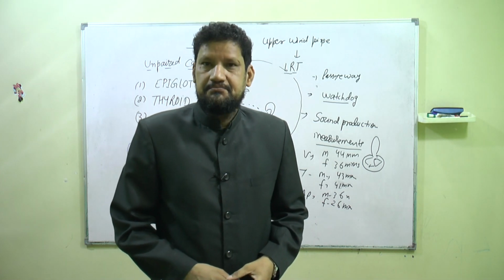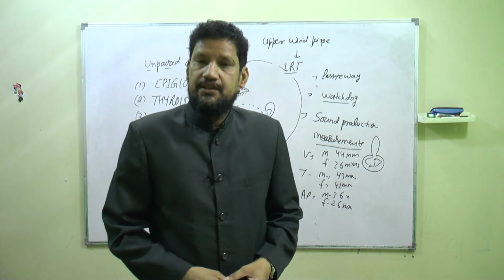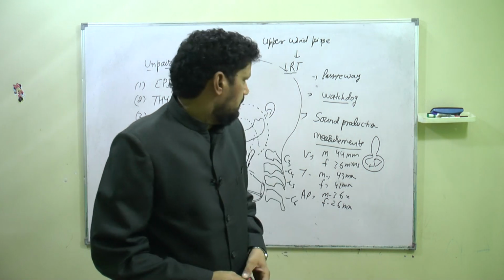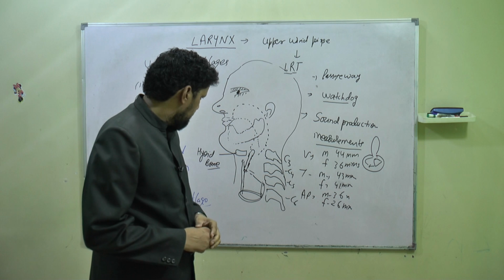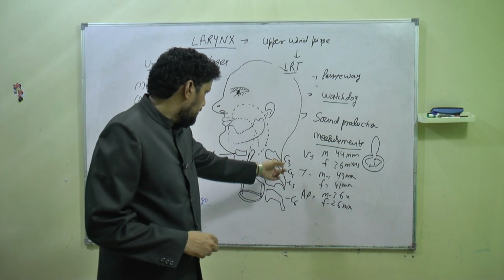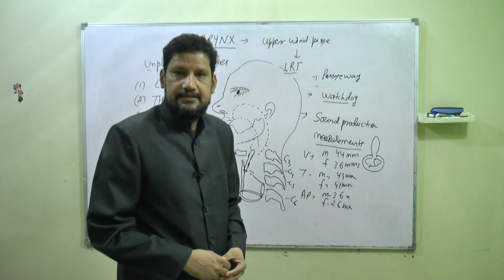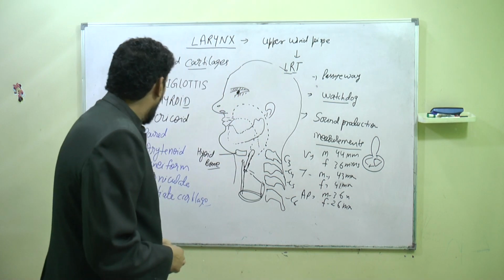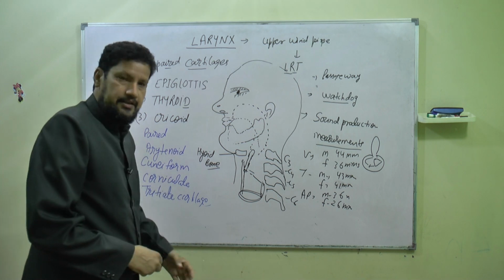So the language is the index of intellect, and the organ of the phonation is the larynx. The larynx, we have seen up to now, is lying anterior to C3, C4, C5 and C6 cervical vertebrae and made up of 3 unpaired and 4 paired cartilages.